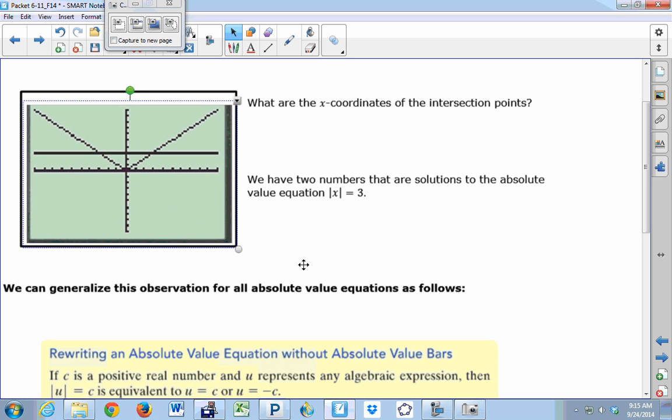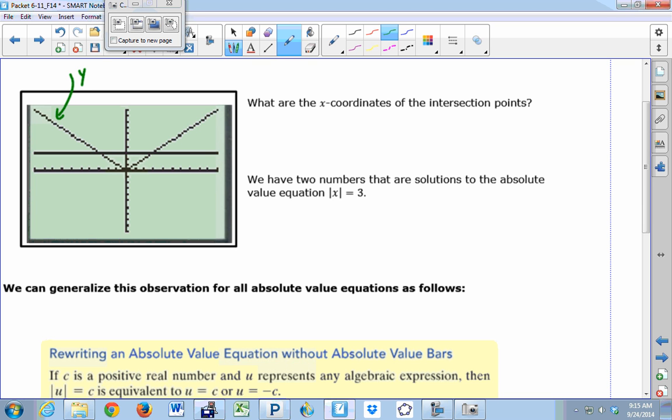So we can see here that if we were to label each of these graphs, we would call this y equals the absolute value of x. That would be the V shape. And the horizontal line is y2 equals 3. And where they intersect are at negative 3 comma 3 and positive 3 comma 3. Notice the y values are both 3 because they lie on this horizontal line. And this says when I take the absolute value of negative 3, I get 3. And when I take the absolute value of 3, I get 3. So those are the 2 points.